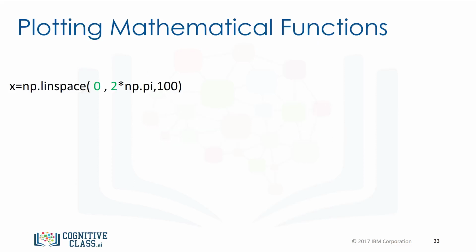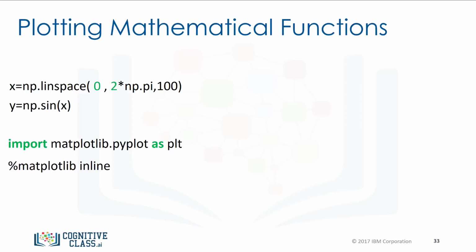We can use the function linspace to generate 100 evenly spaced samples from the interval 0 to 2 pi. We can use the Numpy function sine to map the array x to a new array y. We can import the library pyplot as plt to help us plot the function. As we are using a Jupyter notebook, we use the command matplotlib inline to display the plot.